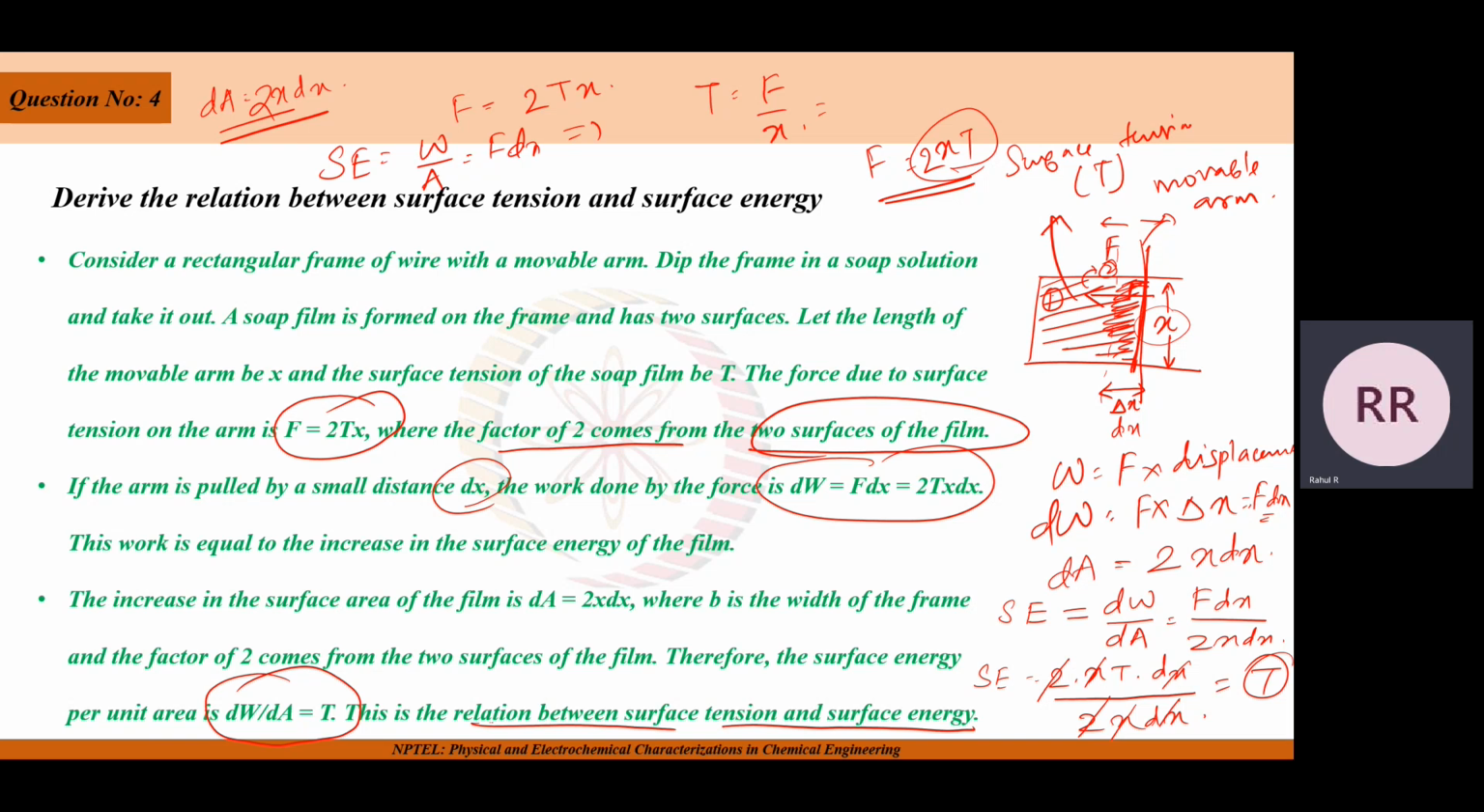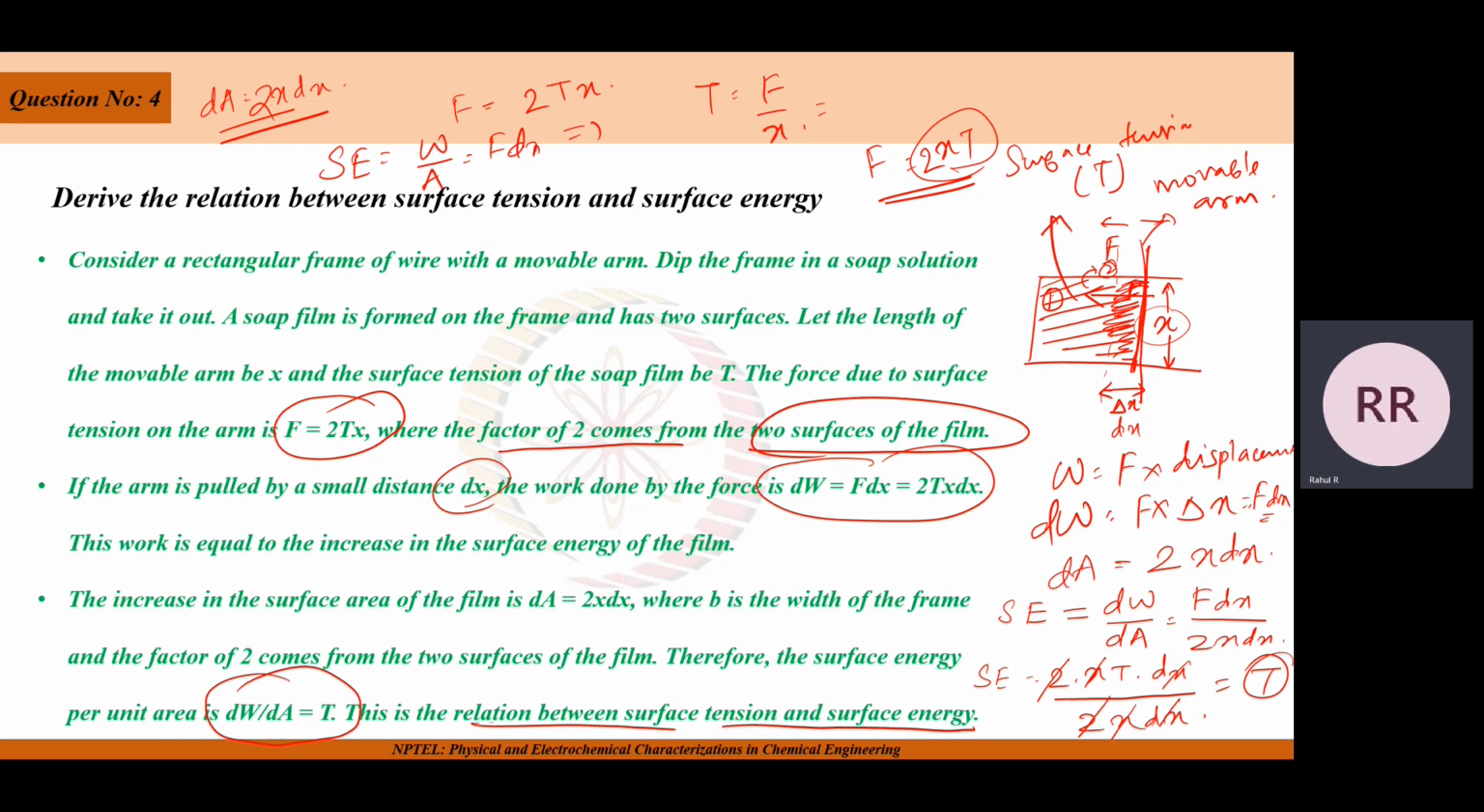Now we have already calculated F. F is equal to 2tx. So we are substituting everything in the equation. We get surface energy is equal to 2xt dx divided by 2x dx. By cancelling out all common terms in the numerator and denominator, we get the surface energy to be equal to surface tension. So this is the basic relationship between surface energy and surface tension.